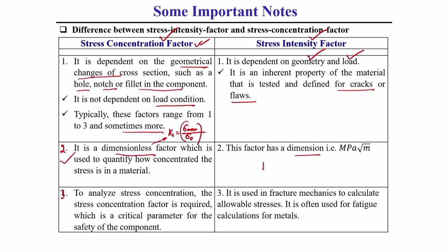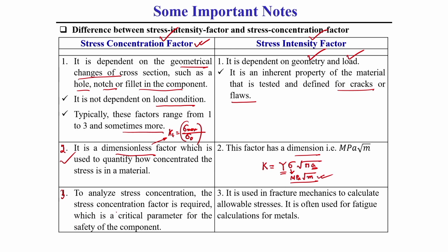Why? Because the stress intensity factor is generally Y sigma square root of pi a. So, Y is dimensionless, but sigma is generally in megapascal, and under the root there is the crack length a. So, you can say its unit is MPa square root of meter. Megapascal is the stress unit and the crack length unit is meter.